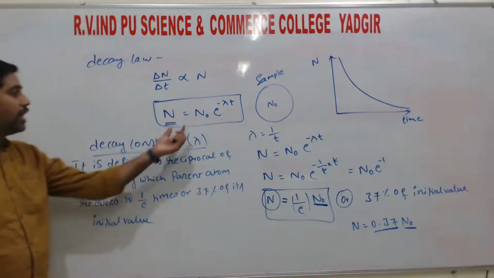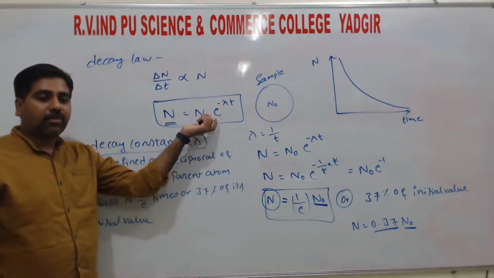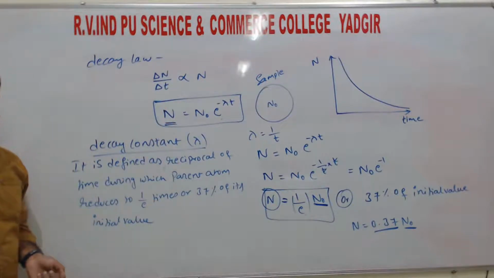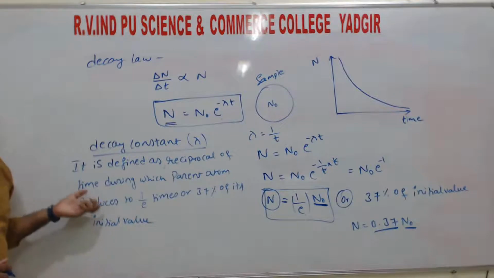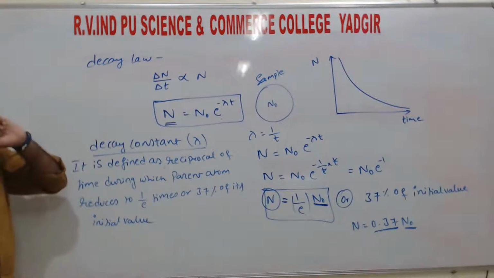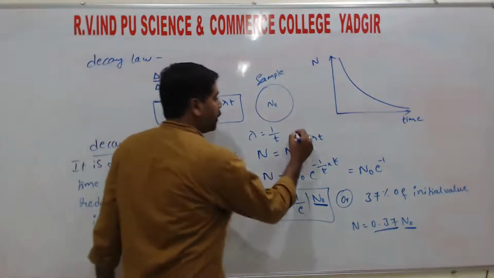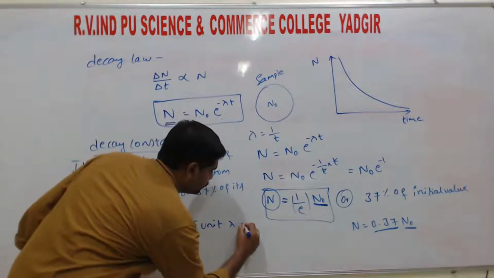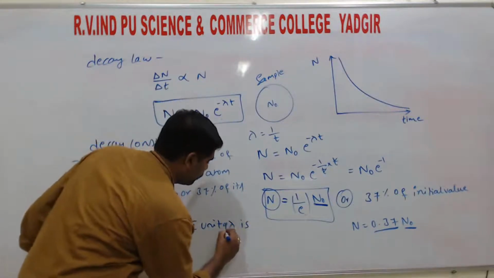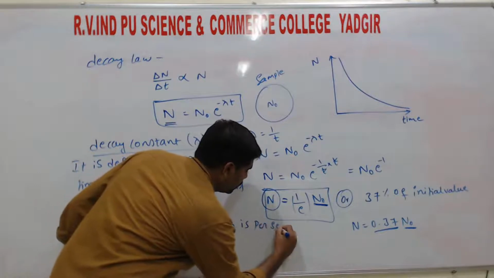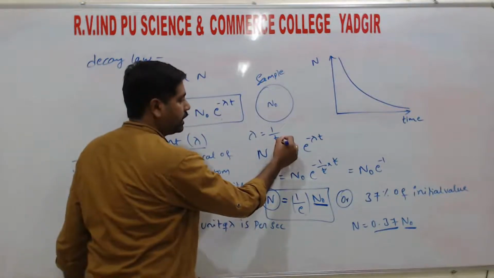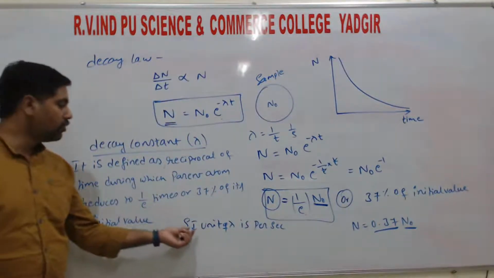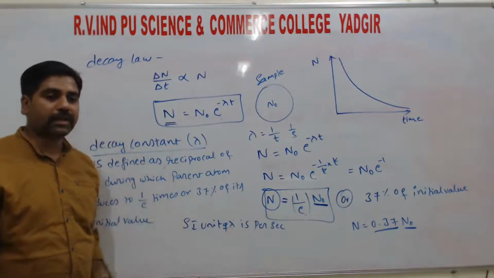You have to remember that N0 is the number of nuclei at time t equal to 0 and N is the number of nuclei at an arbitrary time t, right? So this is about the decay constant. The SI unit of decay constant lambda is per second, because we have 1 by t, that means 1 by second, that means per second, right?